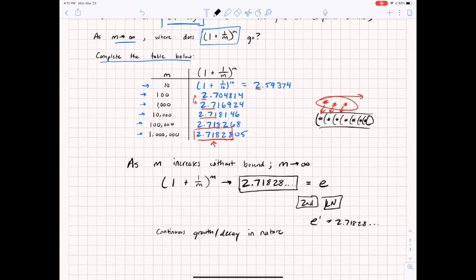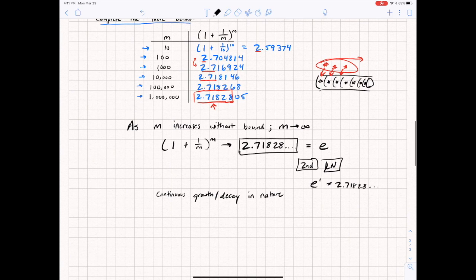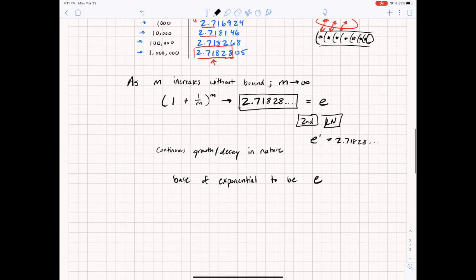And that's why this is called the natural number, because if I want to model that type of growth and decay, I choose my base of my exponential to be E. In other words, I let B be E, which is approximately 2.71828. And when I do that, my exponential function becomes e to the x, and this is known as the natural exponential function.